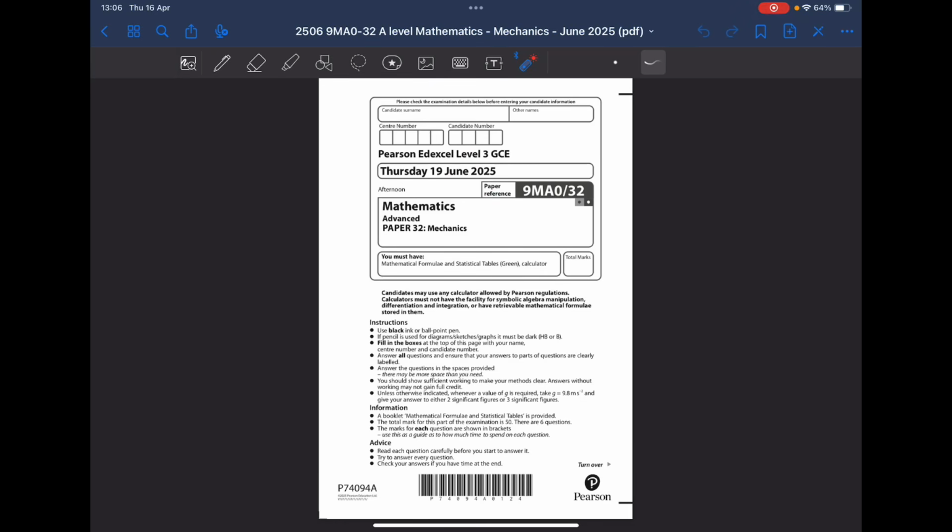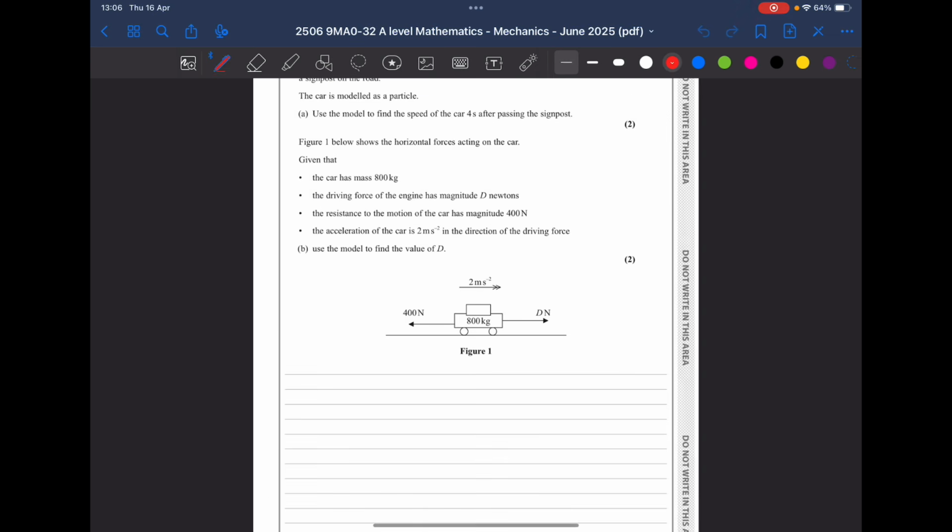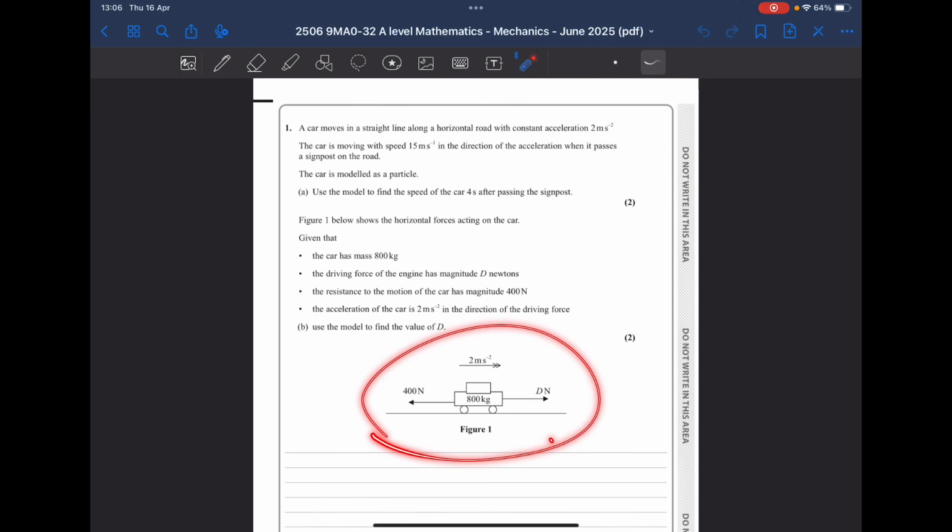All right, good afternoon. Today we're going to do the 2025 mechanics paper from Edexcel, the A-level version. So let's get started. Question number one, we have some sort of car moving along here.